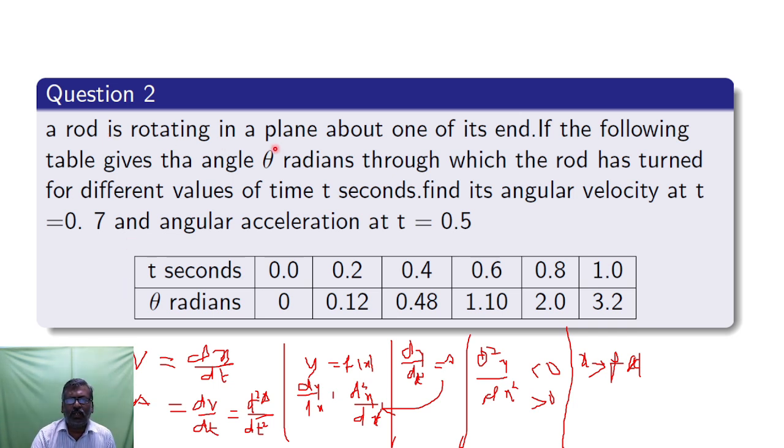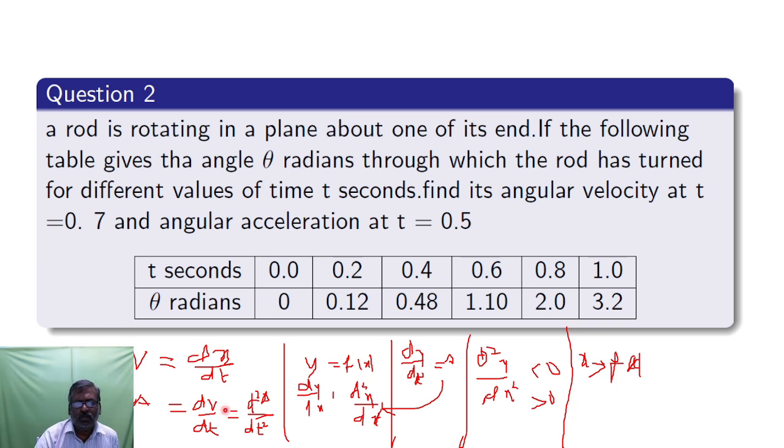Your rod is rotating in a plane about one of its ends. If the following table gives the angle theta in radians through which the rod has turned for different values of time, find the angular velocity and angular acceleration at t equals 0.7 and at t equals 0.5. Like velocity means dx by dt, angular velocity means the differentiation of theta with respect to t.